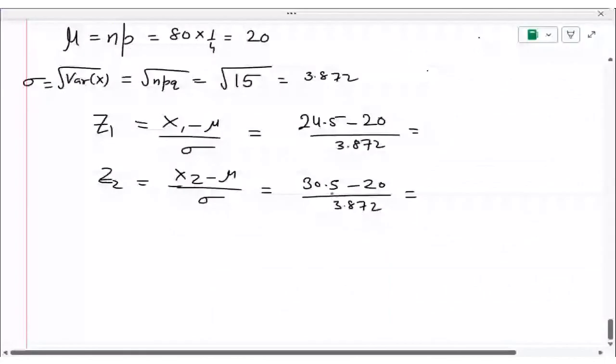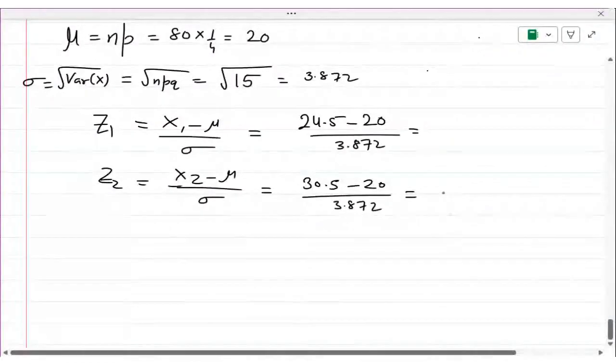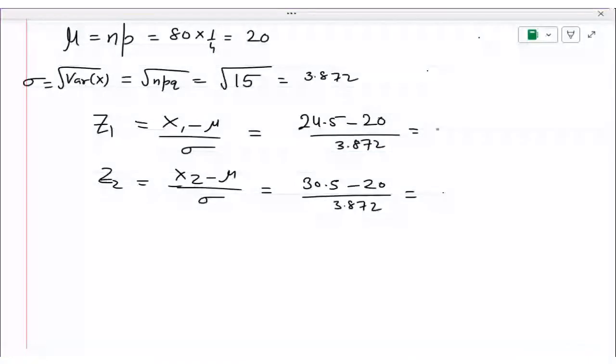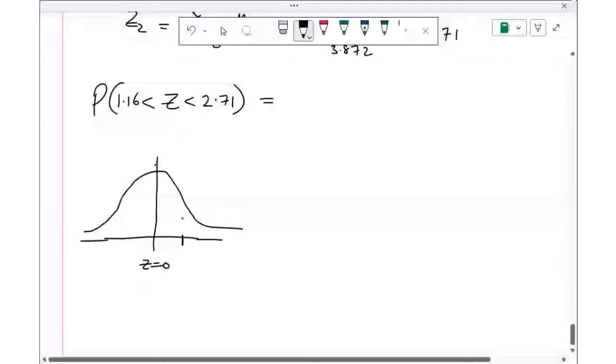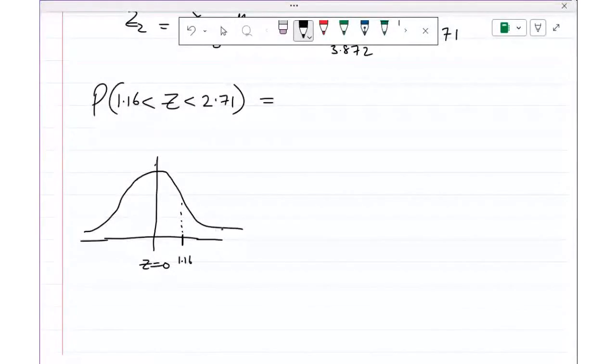So I hope this is clear. So let us find these values, and if some student has found, then please tell me. 4.5 divided by 3.872, so 1.16 we are getting. And you have to find the chance that z is between 1.16 to 2.71.